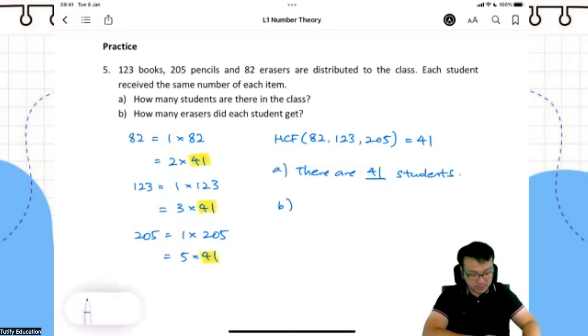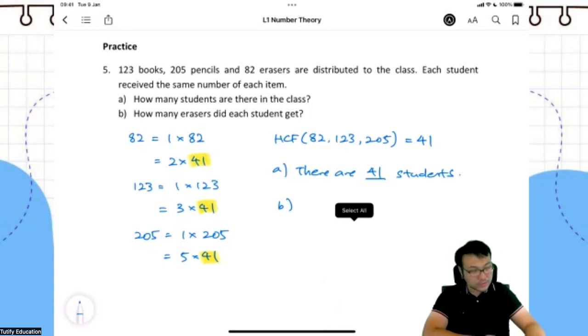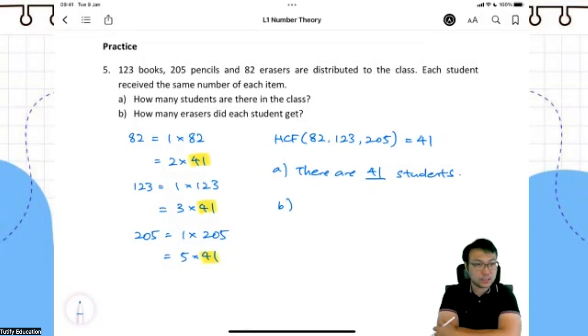You read the question? 82. Yes, 82. 82 is equal to 2 times 41, right? So how many erasers are there if there's 41 students? Well, there are 82 erasers. 82 erasers and 41 students. You distribute the erasers among 41 students. How many does each student get, Claudia? 2. And how do you do that? Did you take 82 divided by 41?